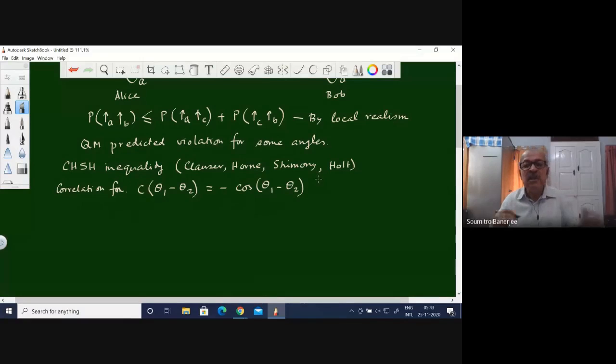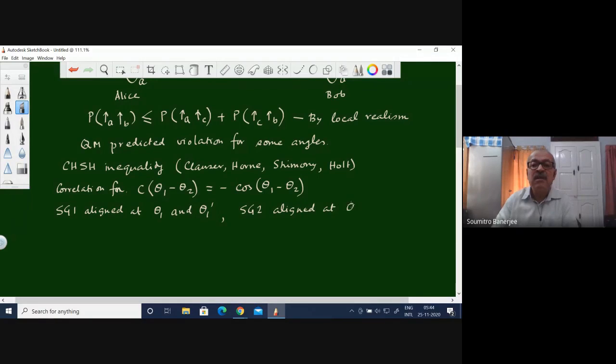They said let us do the experiment in a slightly different way. Alice measures in two possible angles. Stern-Gerlach apparatus 1 is aligned at theta 1 and theta 1 prime, and Stern-Gerlach apparatus 2 is aligned at theta 2 and theta 2 prime. So this fellow has two possibilities to align, theta 1 and theta 1 prime, and this guy also has the possibility of aligning at theta 2 and theta 2 prime.